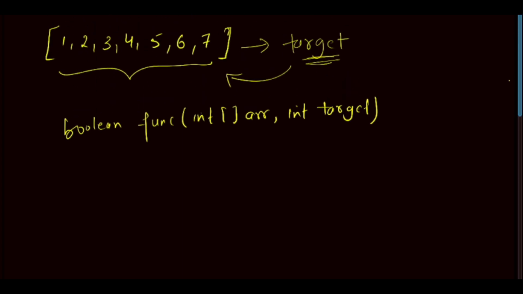So there's a simple solution. You start from the first index and look for the target at each index one by one, incrementing the pointer or index. If you find the target in this process, you return true. And if the program ends and the target is not found, you return false.